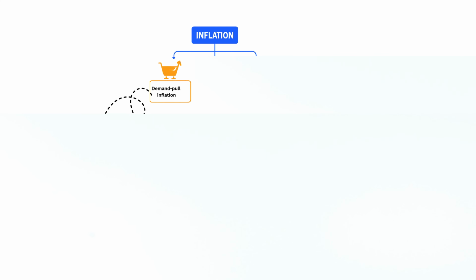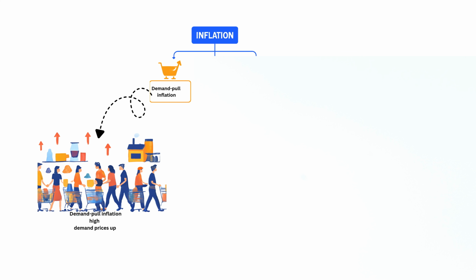What causes inflation? Inflation can be caused by several factors, including demand-pull inflation. When demand for goods exceeds supply, prices rise. This often happens in a growing economy, when consumer confidence is high and people are willing to spend more money.